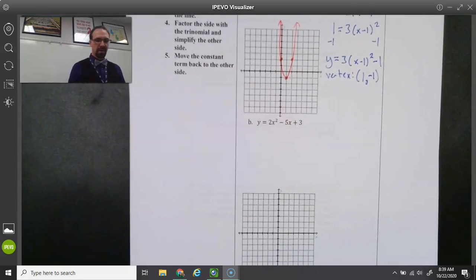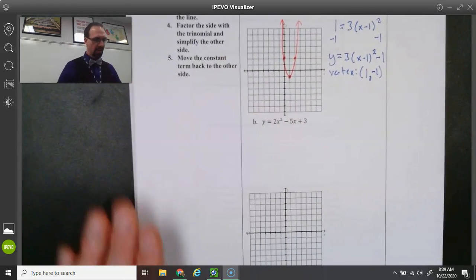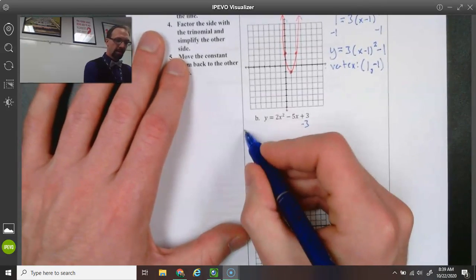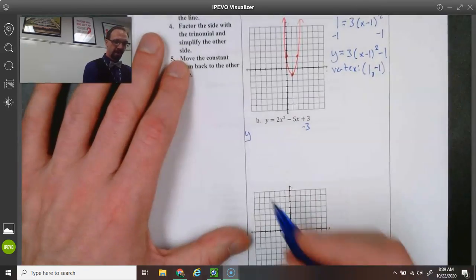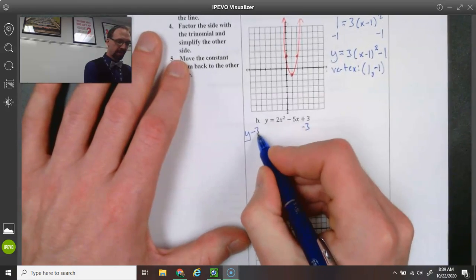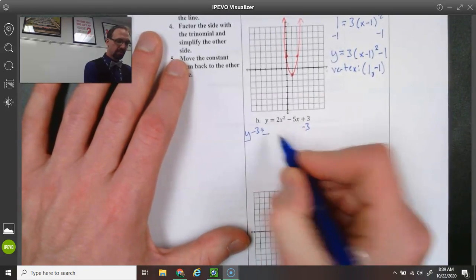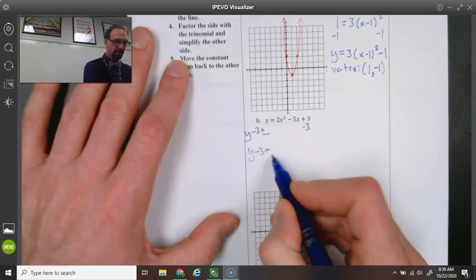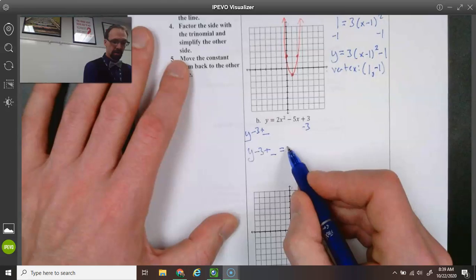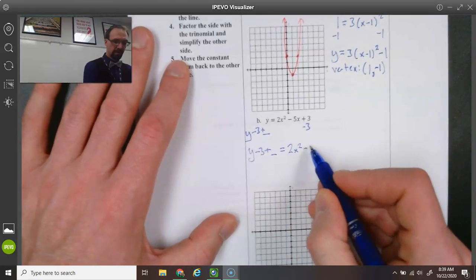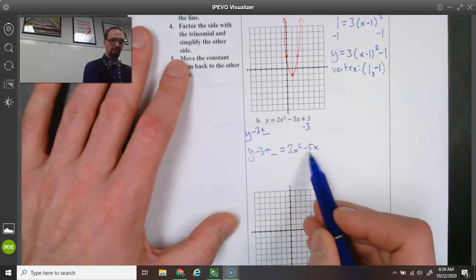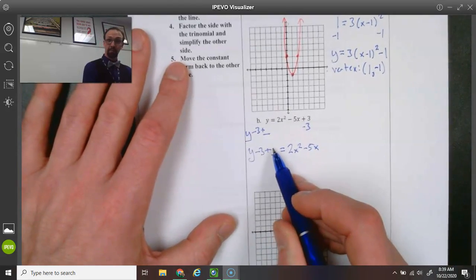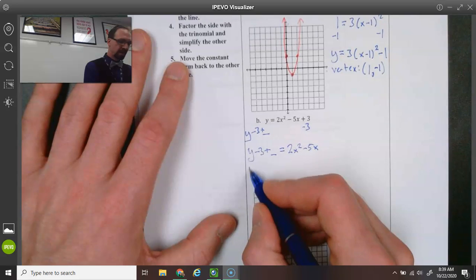This next one's not as pretty, however, it is doable. We're going to subtract 3 from both sides. I'm going to leave the y over here to show you how this looks. So I have y minus 3 plus blank equals 2x squared minus 5x. Remember, we're going to factor out this 2 to get our other blank, and that also tells us what number we need to multiply by here.